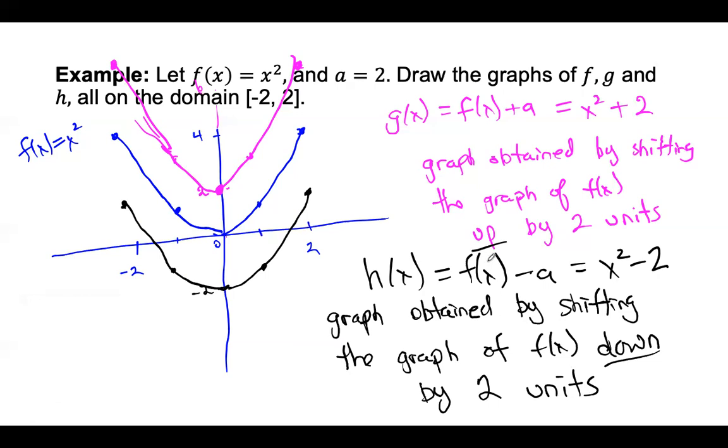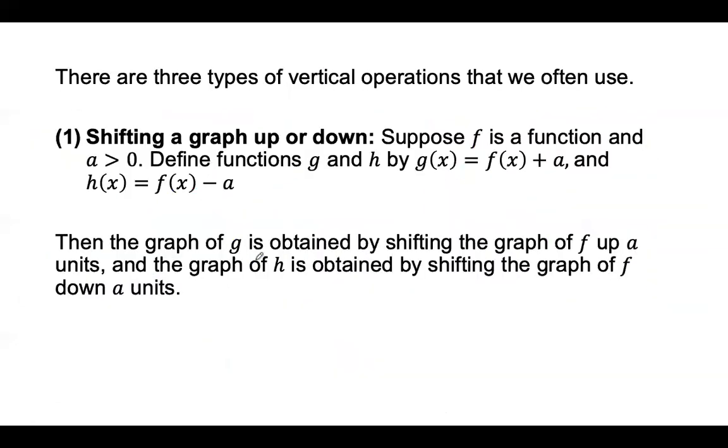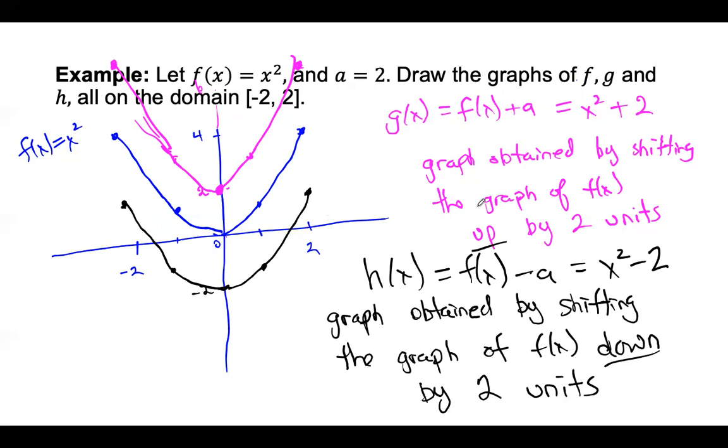Why are we graphing down? Why are we doing both up and down? Oh, it says to draw the graphs of f, g, and h. Oh, h is negative. h was back here. Yeah, h was f of x minus a. Okay, it's over here.